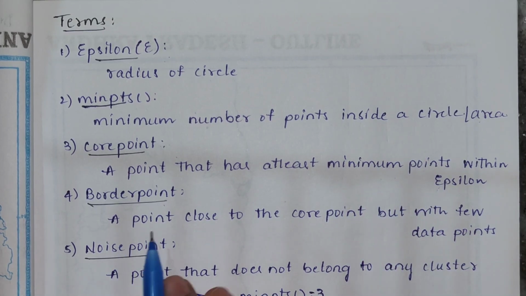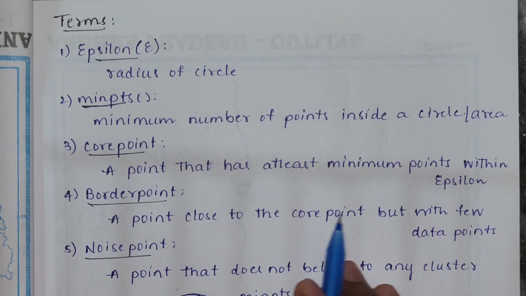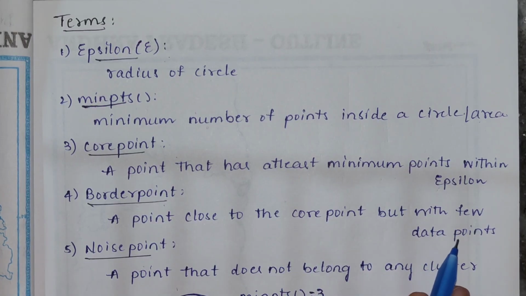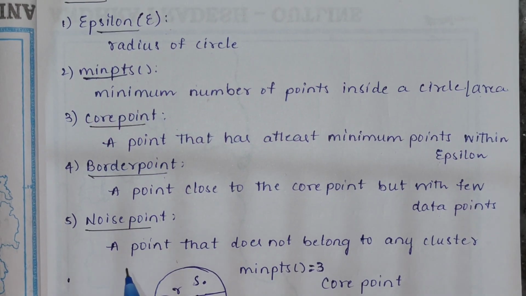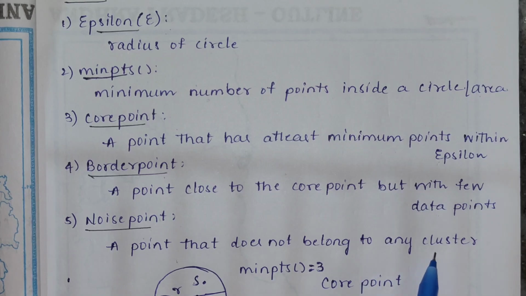And border point. Border point means a point close to the core point but with few data points, which means the point which does not satisfy the minimum number of points but is near to the core point is called a border point. And noise point. Noise point means a point that does not belong to any cluster. This is nothing but a noise point.